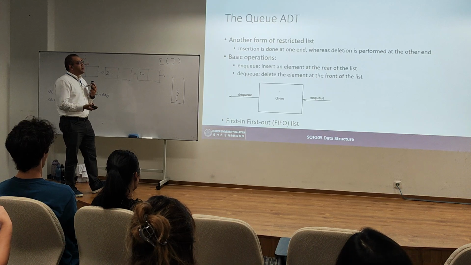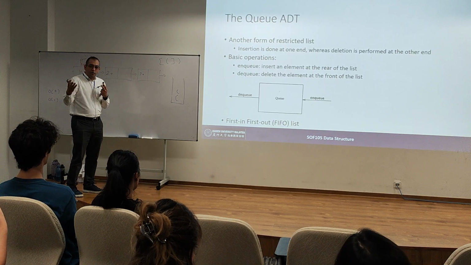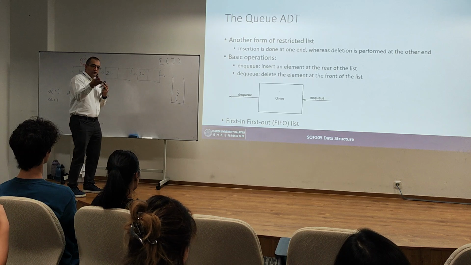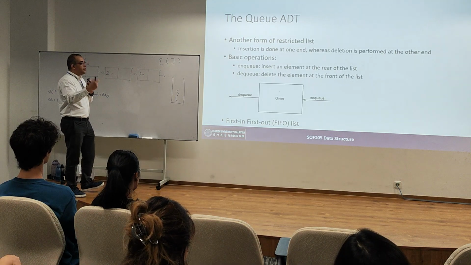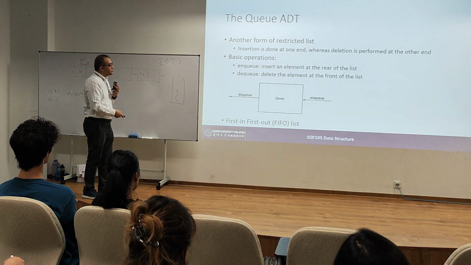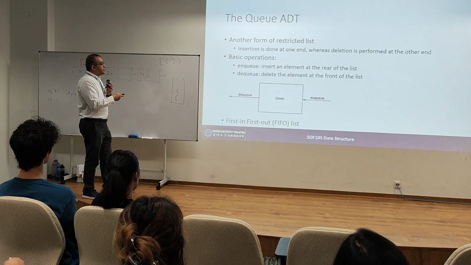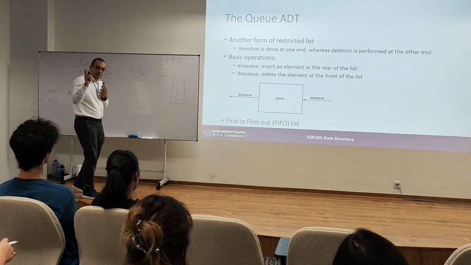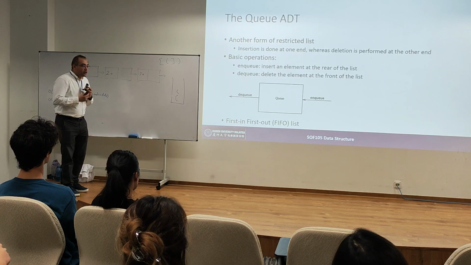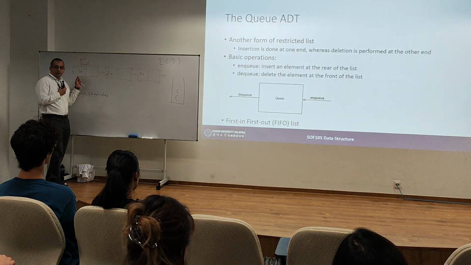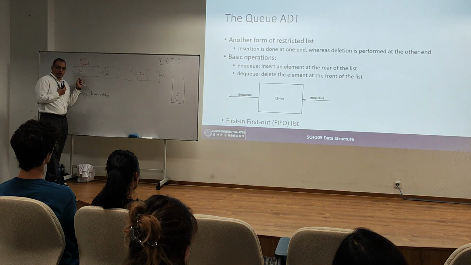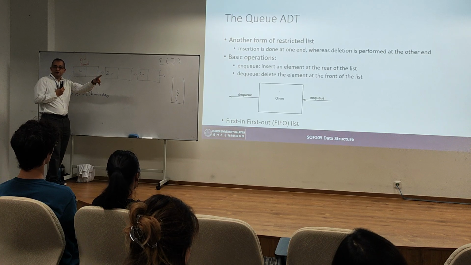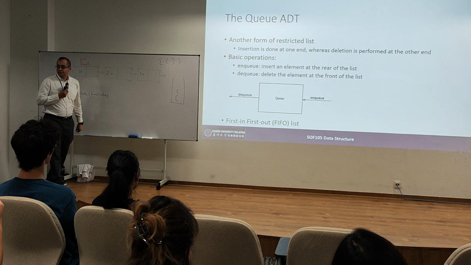So the idea here is a queue is another form of restriction. It's just like we're dealing with an array, right? A stack has a restriction, a queue has a little bit different restrictions. We said that insertion is done at one end and deletion is performed at the other end. That is the difference between a stack and a queue. In a stack, deletion and insertion are all the time at one end, correct? In the queue, insertion and deletion are each at a different end, either the beginning or the end.